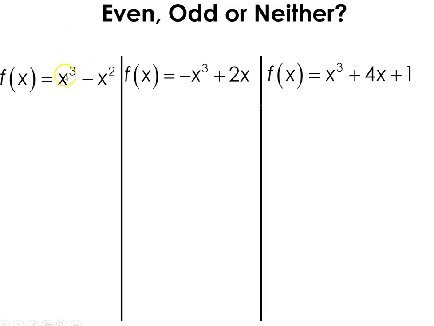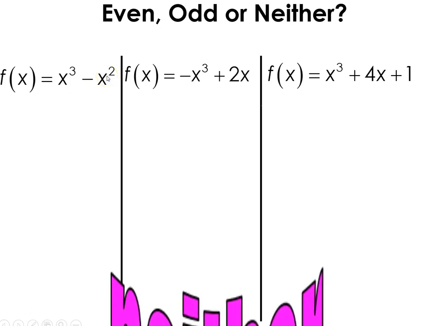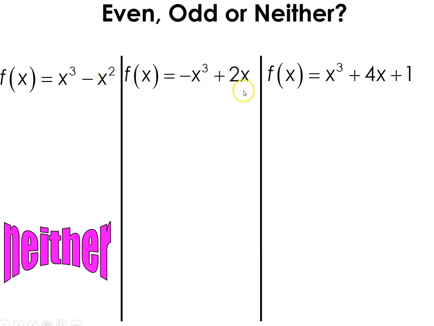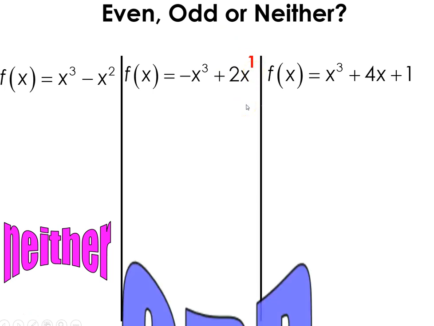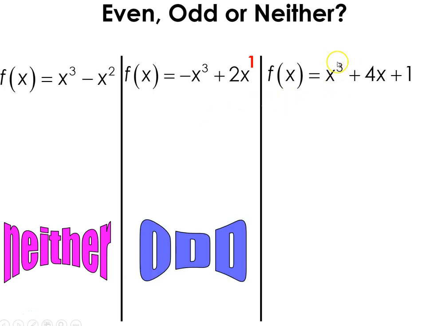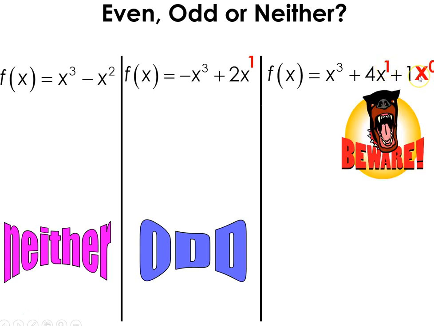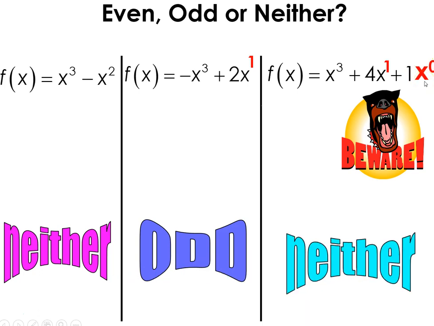Looking at this one, here I have an odd exponent, here I have an even. Whenever we have a mixture, it's neither. The next example, this exponent is odd, this exponent is odd, so this function is odd. This exponent is odd, this exponent is odd, but this one is even. Constant terms are even, so that function is neither.